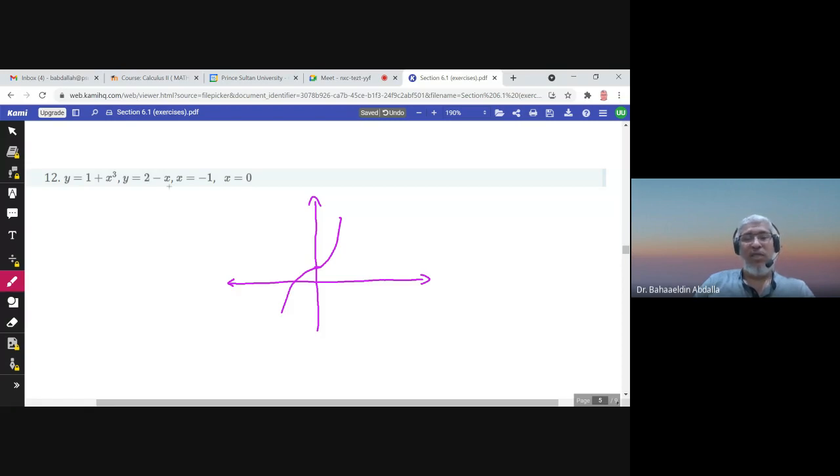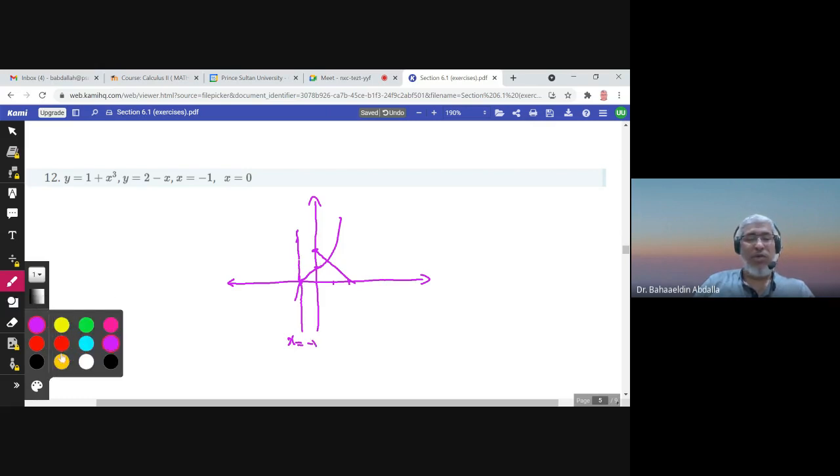Y equals 2 minus x. This is a straight line. If x is 0, y is 2. And if y is 0, x is 2. So this is the line. And x from x equals -1. Well, if I put -1 here, -1 cubed plus 1 would be 0. So also this curve passes by -1. So if this is -1, then the curve passes by -1, and I have the line x equals -1. This is the line x equals -1, and x equals 0.